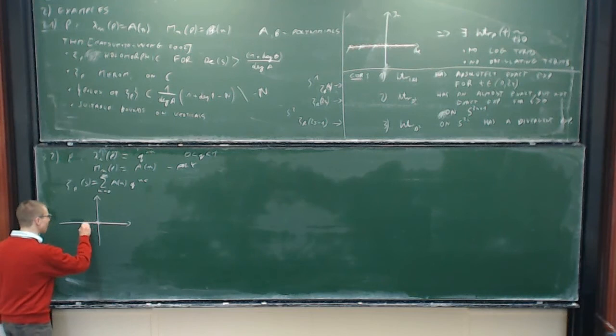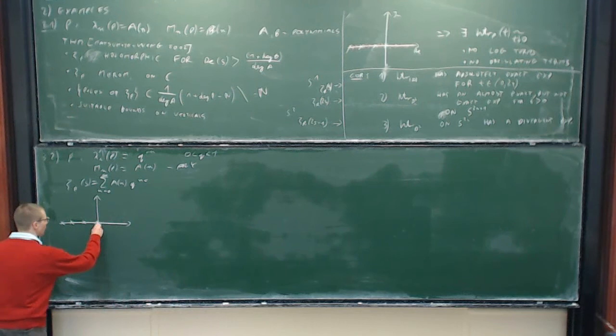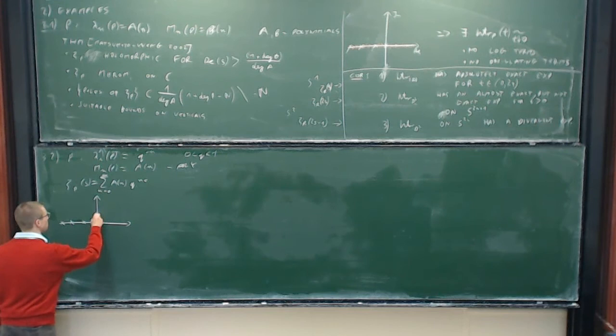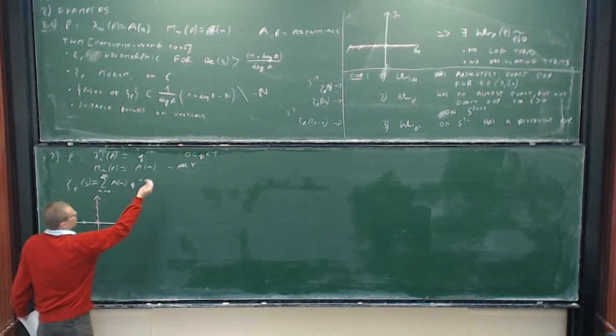And then you have the poles of the zeta function, which are, okay, so there will be one at zero, which will add up with this one, and there will be poles. And basically, the order of these poles is just proportional to the order of this polynomial. Okay, so, proposition.